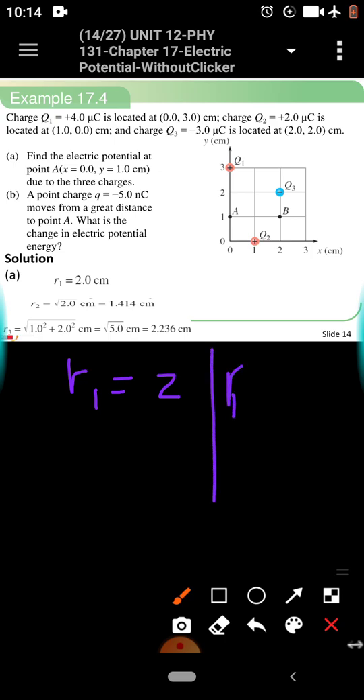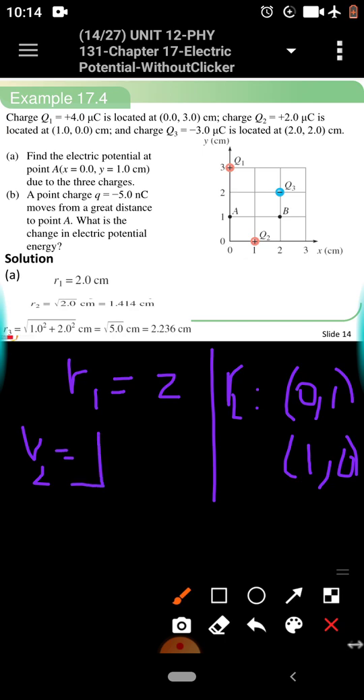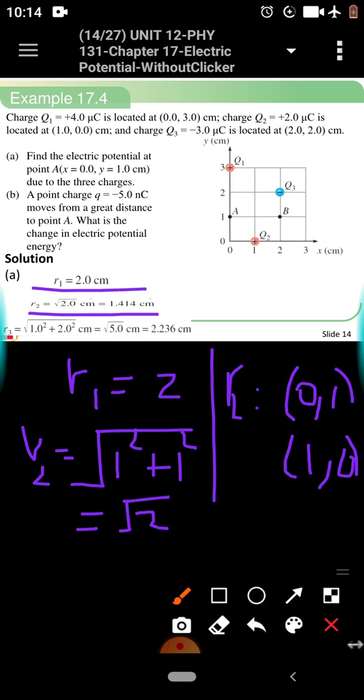So in R2, we have a point at A, which is (0, 1), and a point at Q2, which should be (1, 0). Now we use the distance formula. So R2 is equal to the square root of 1 minus 0 squared, which is 1 squared, plus 0 minus 1 squared, which is 1 squared. So R2 will be the square root of 2. So this is the answer, and R1 is this.